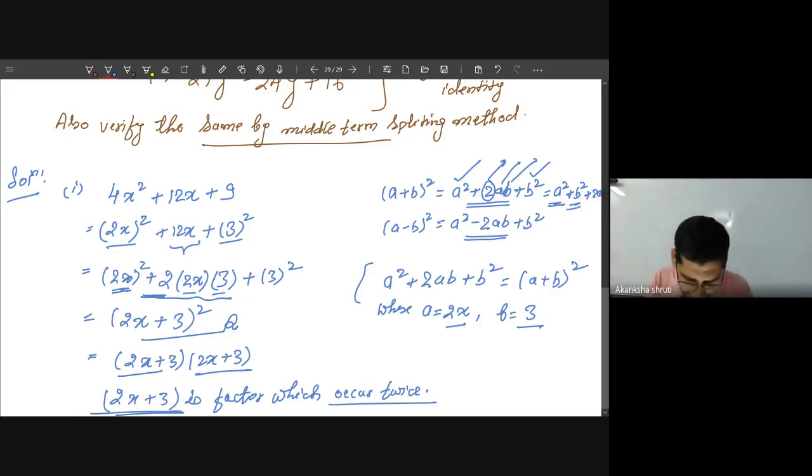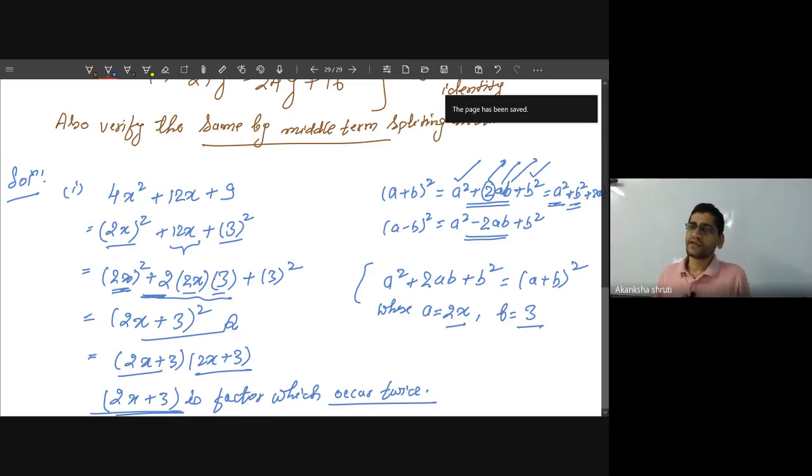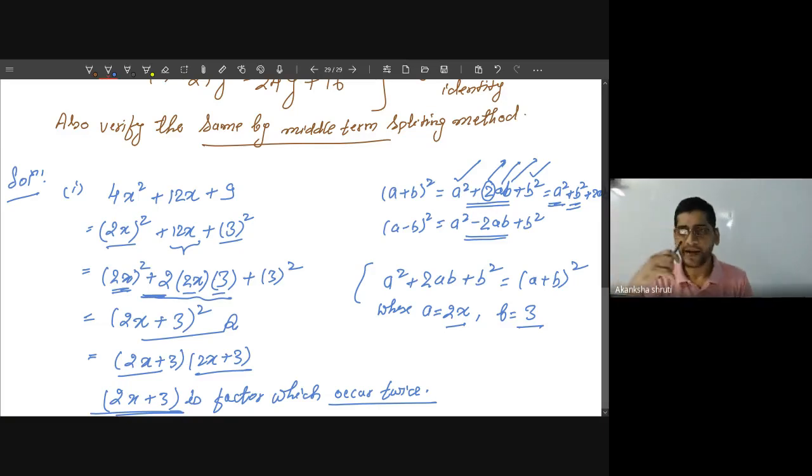Now students, can we verify this by splitting the middle term? Yes, sir. Students, please verify. Try yourself quickly. If you people have a writing pad or digital writing pad, then I can see it also, but I don't think you people have arranged it. Okay, please do it on your notebook.